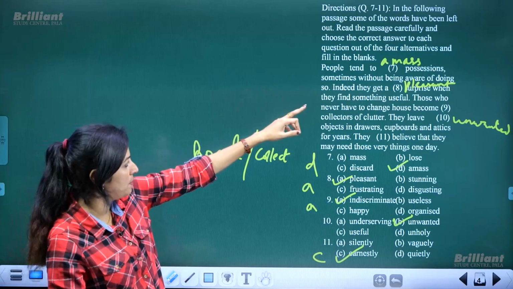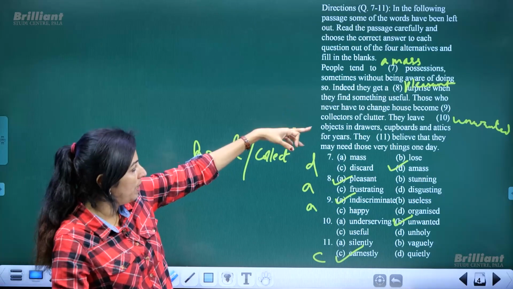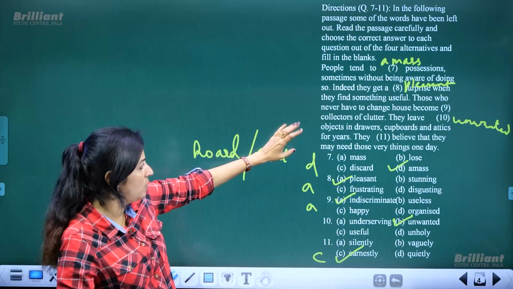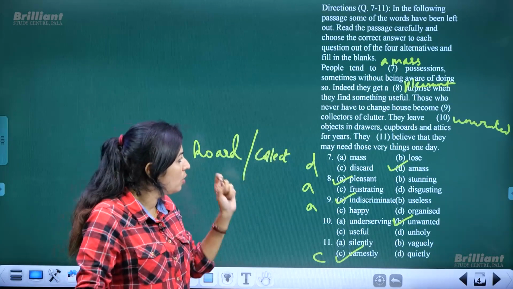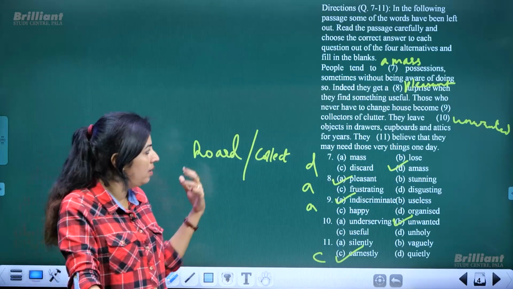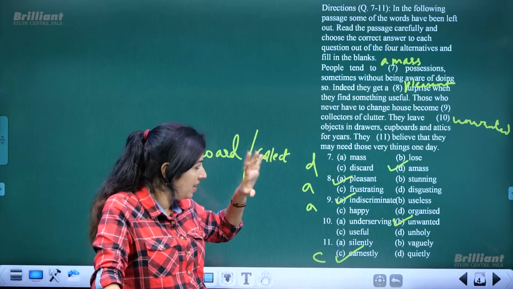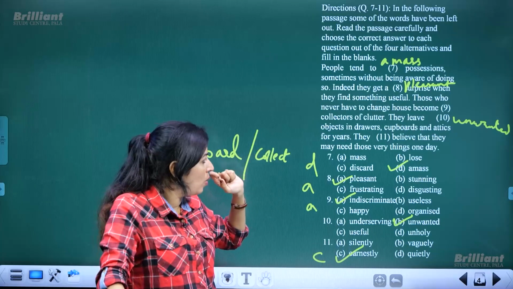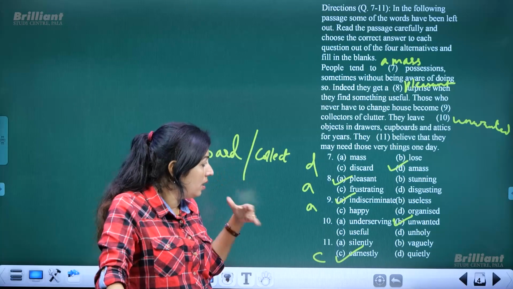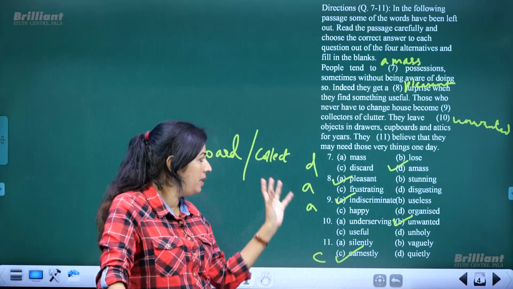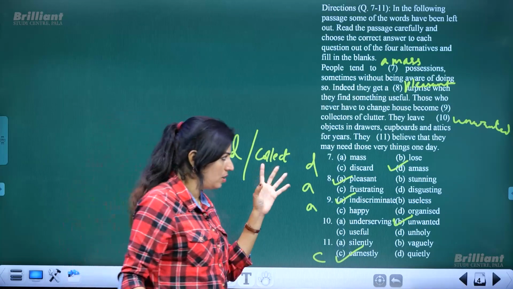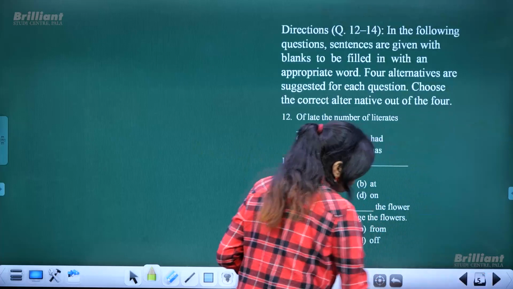People tend to amass possessions, sometimes without being aware of doing so. Indeed, they get a pleasant surprise when they find something useful. Those who never have to change house become indiscriminate collectors of clutter or waste. They leave unwanted objects in drawers, cupboards and attics for years. They earnestly believe that they may need those things later, one day. Okay, this also was quite simple.